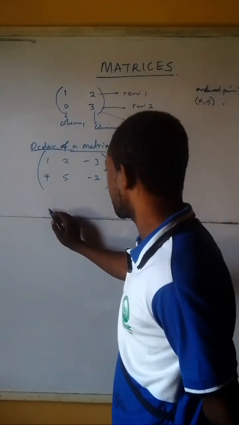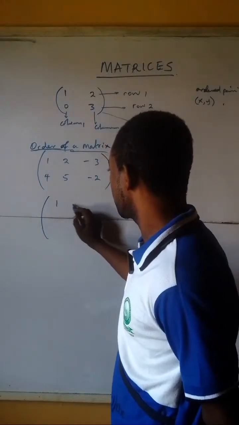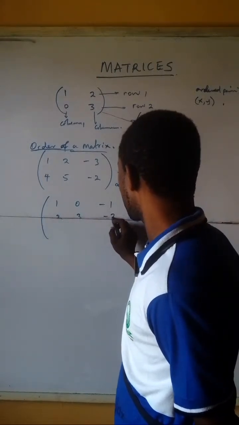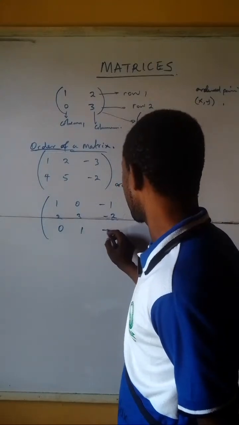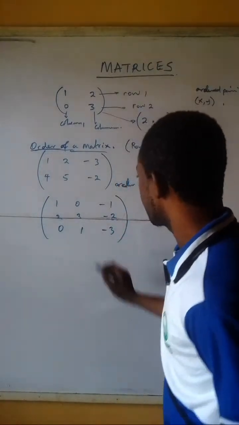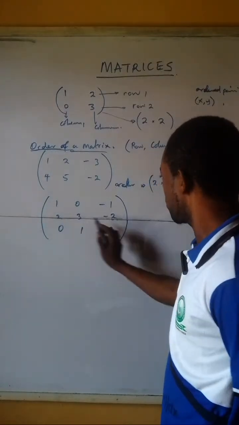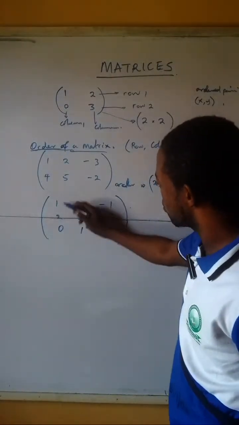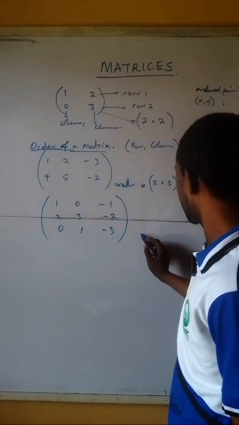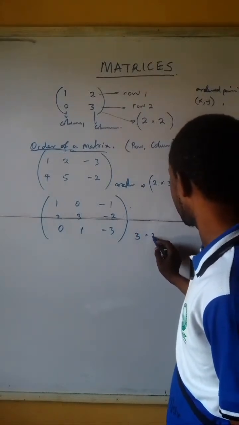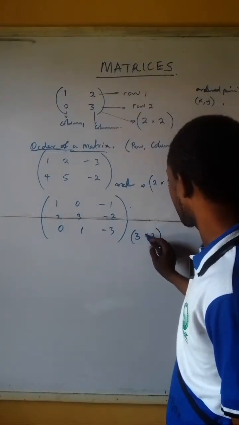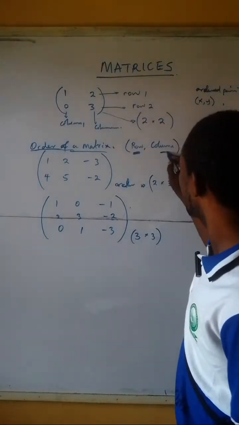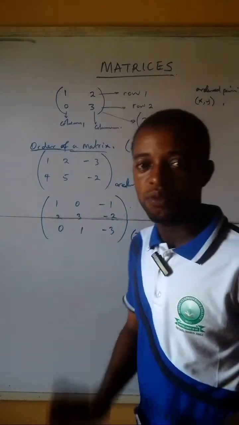And also we might have something like this. We have 1, 0, minus 1, 2, 3, minus 2, then 0, 1, minus 3. Now, here in this matrix, we have 3 rows. That is 1, 2, 3. Then we have 3 columns. That's 1, 2, 3. That is, here we have a 3 by 3 matrix. So that's the order of a matrix. We should understand that row is coming first, then column second. That is how we arrange a matrix.